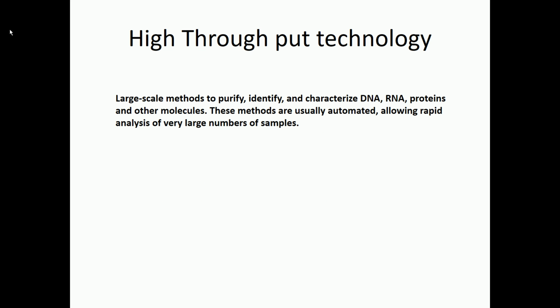So DNA microarrays. The important thing about DNA microarrays is that it's part of a high throughput technology. So what is a high throughput technology? High throughput technology is large scale methods to purify, identify, and characterize DNA, RNA, proteins, and other molecules. These methods are usually automated, allowing rapid analysis of a very large number of samples. So when you can analyze a lot of samples at the same time, that is your high throughput technology. And DNA microarray is one of them, because with this technology, you can analyze a lot of genes at the same time, more than 1,000 genes at the same time.